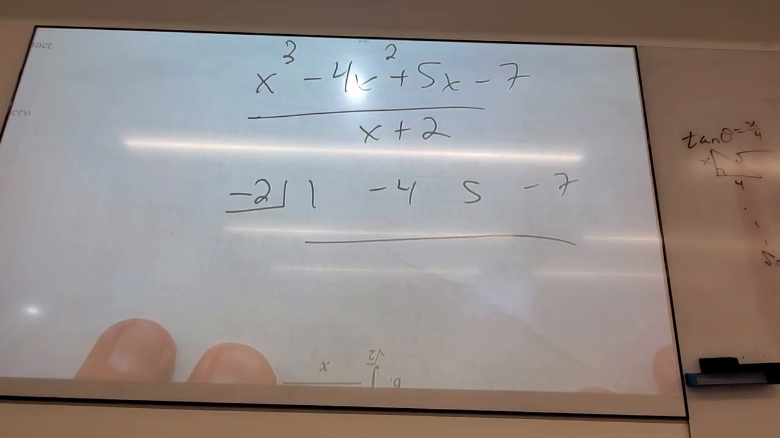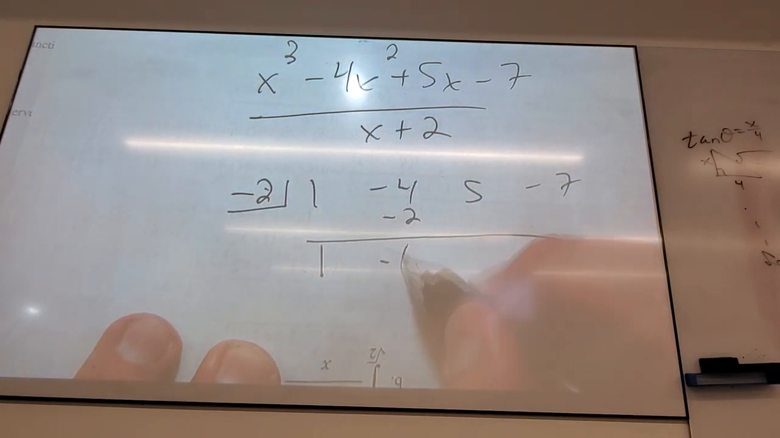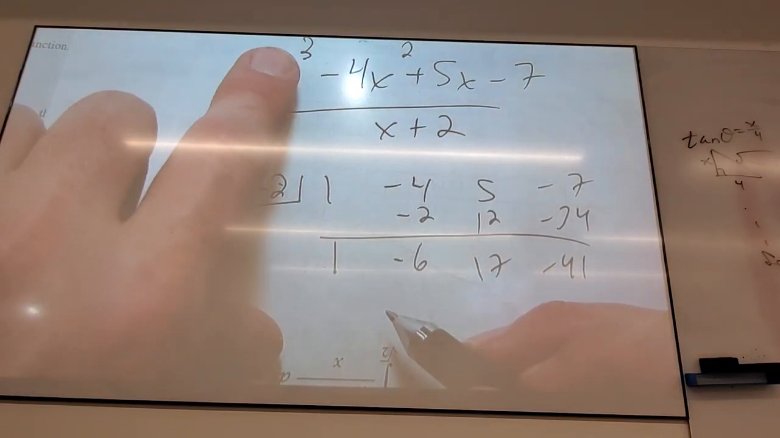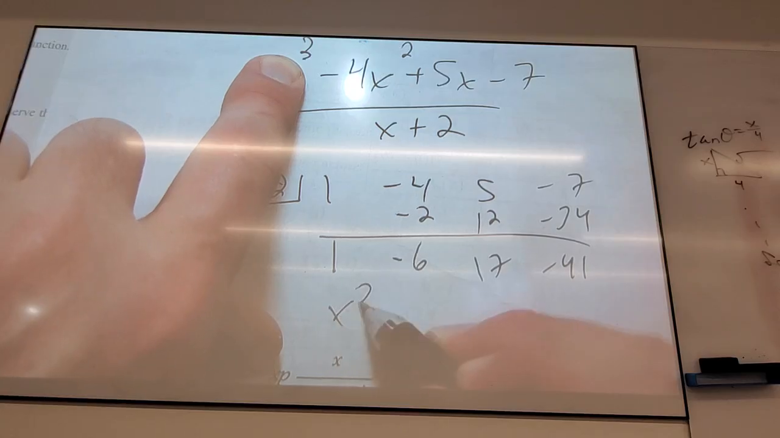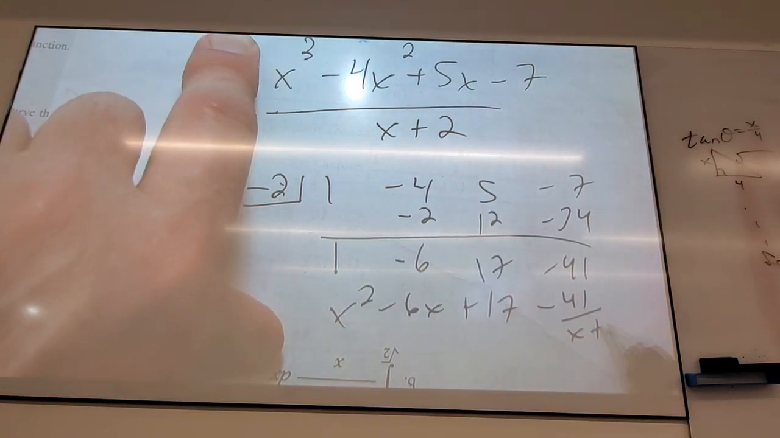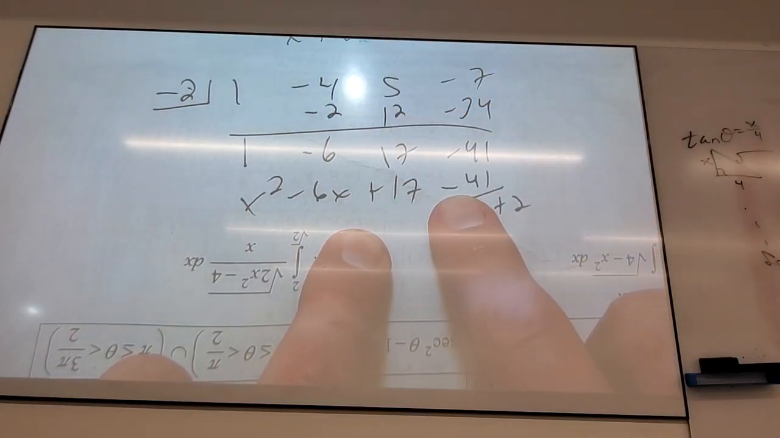Don't you do like -2? The 1 comes down, multiply, add, multiply, add, multiply, add. Then the answer: I divided the x cubed stuff by x stuff, so now my answer is x squared minus 6x plus 17 minus remainder, which is much, much cleaner than long division.